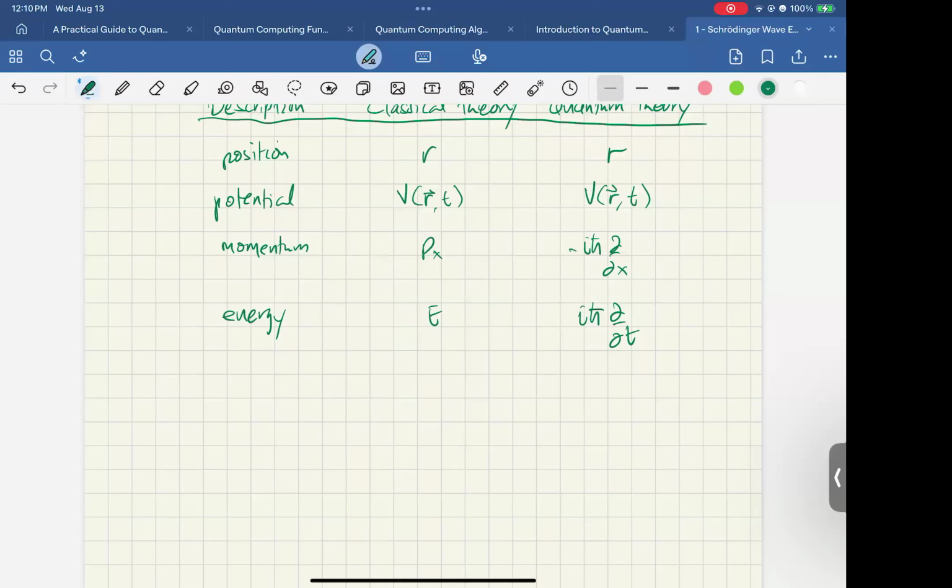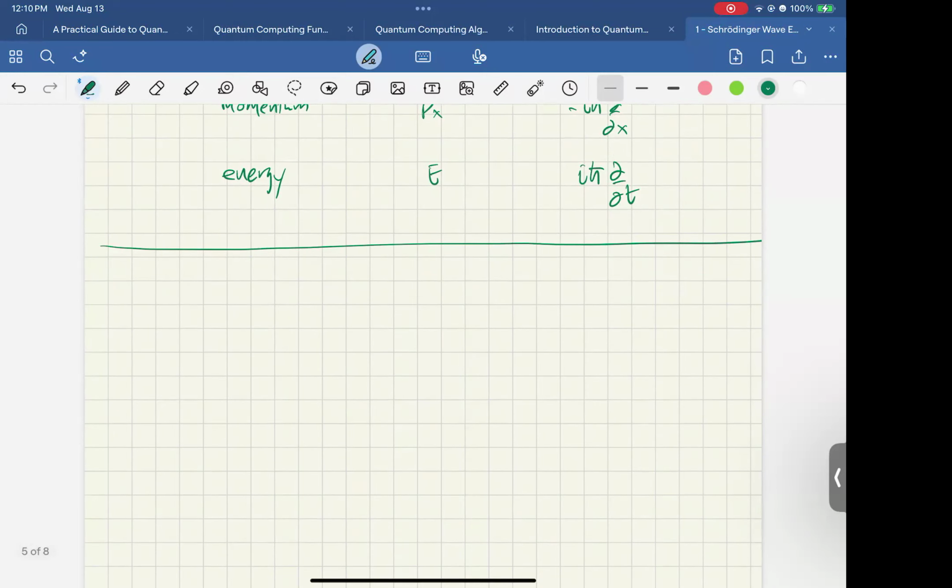Okay, so now we begin with the Schrödinger equation. Okay, so sa classical physics, classical theory, we know na yung Hamiltonian is given by the sum of the kinetic energy and the potential energy.